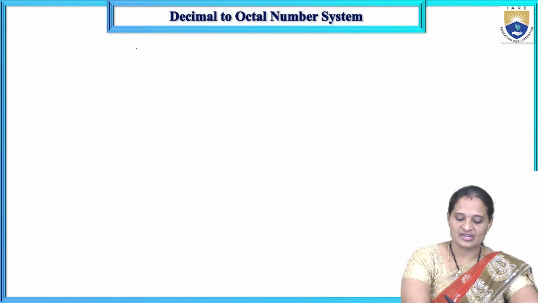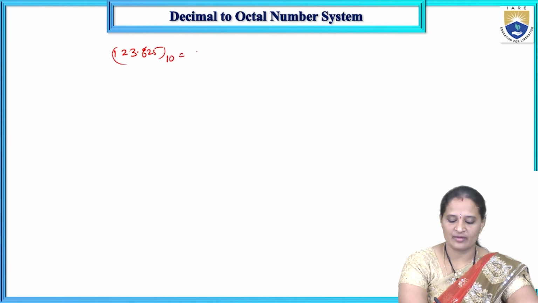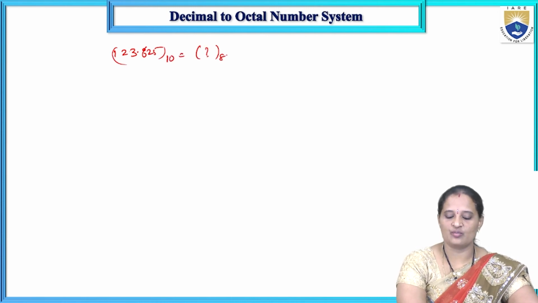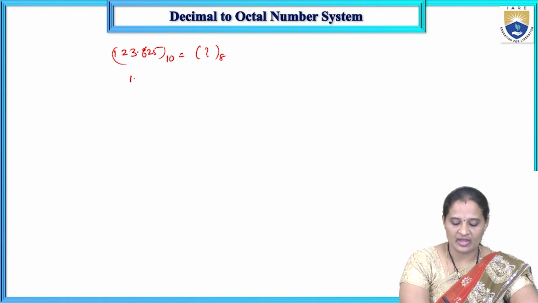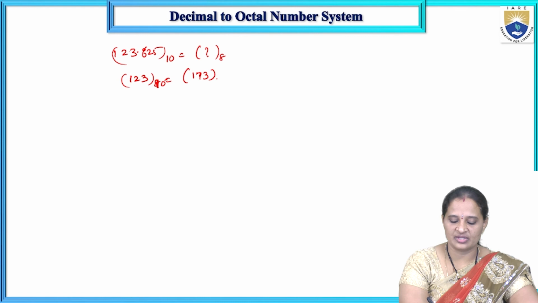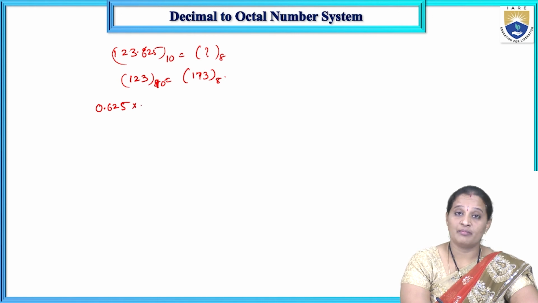So similarly, the fraction. So how to convert this into octal? 0.625. This is a decimal number. I want to convert it into its equivalent octal number. So how to convert this? Again, already we have done for 123. What is the equivalent octal number for 123? 173 is the octal number. Now take the fractional part. Now how to do it?